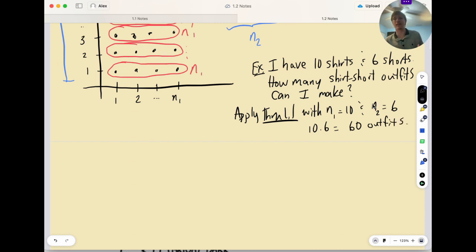Okay, hopefully that makes sense, right? So one shirt can go with any of the 6 shorts. And then the second shirt can go with another 6 shorts. And then the third shirt, another 6 shorts. So we're just adding 10 6 times, or we're adding 6 10 times. Either way, that's 10 times 6, which is 60.